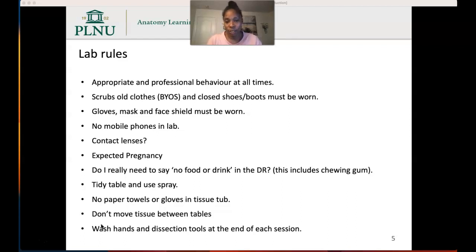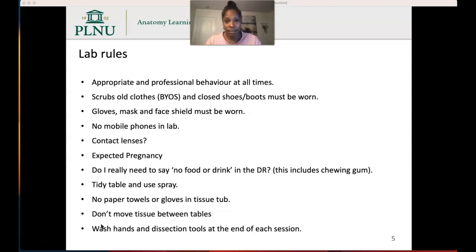Same thing with eating and drinking. Eating and drinking around the donors is prohibited. You can drop drinks into the actual donor or food, right? And so we don't want to create a non-sterile environment for the donors or for you, for example. So if you need to drink water, if you need to eat a snack or something, just take it outside of the lab, eat your snack, and then come back in.